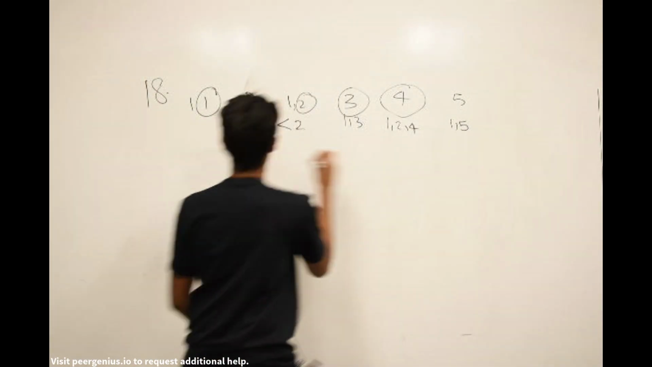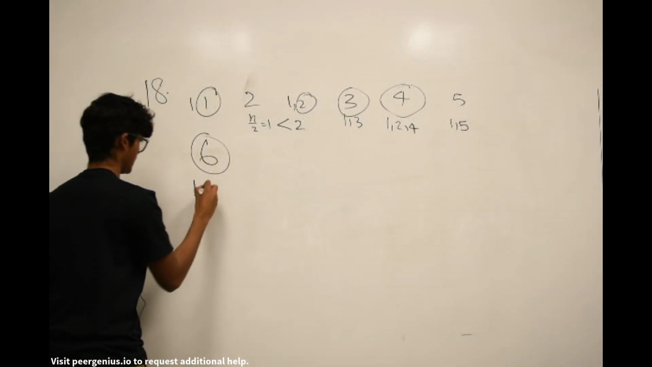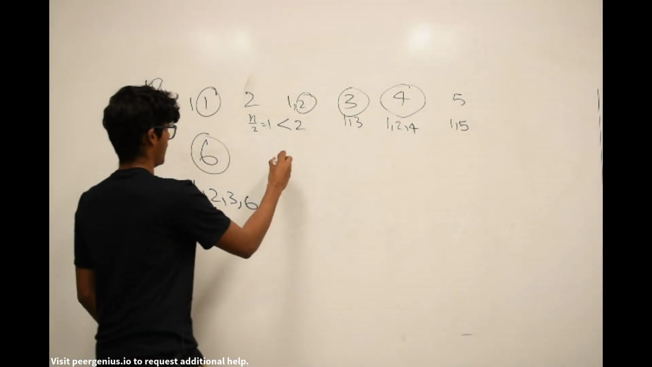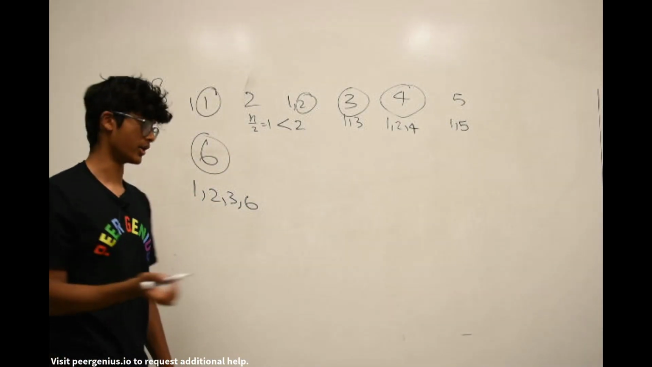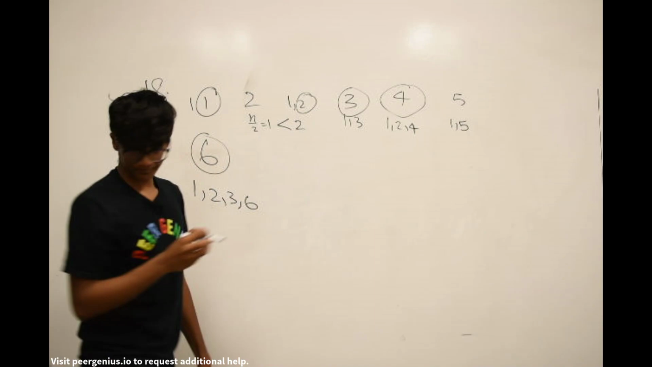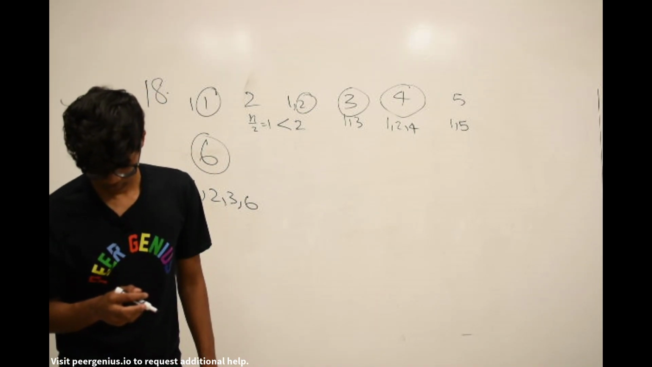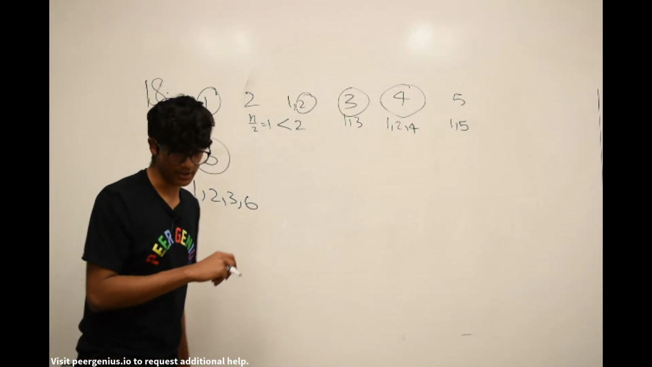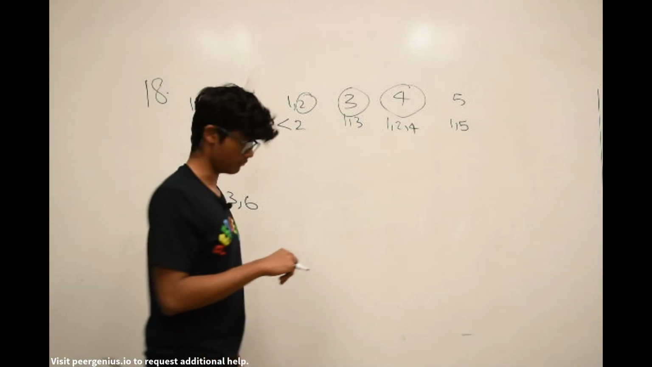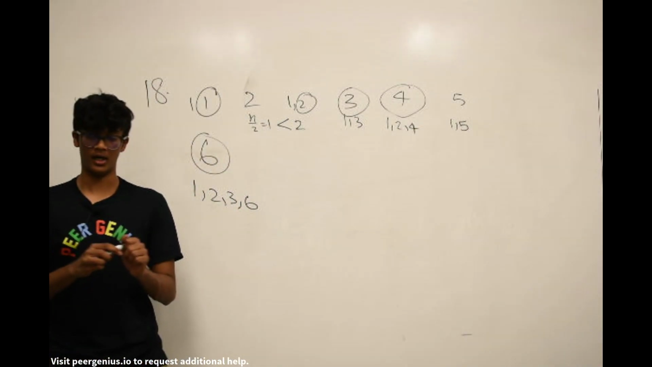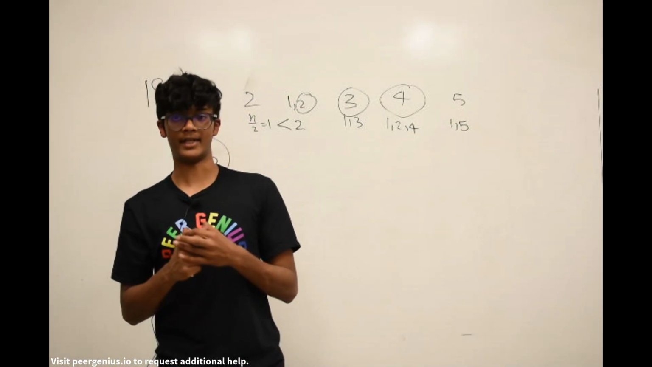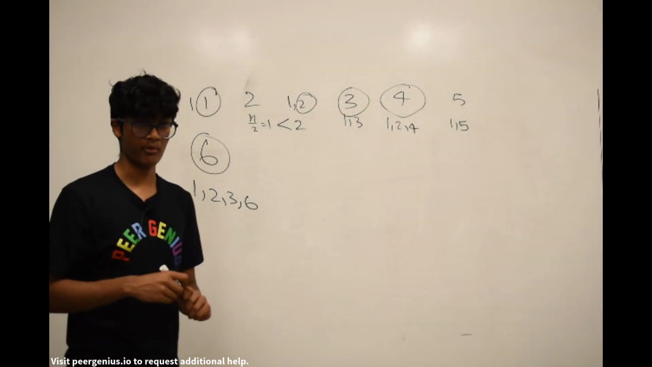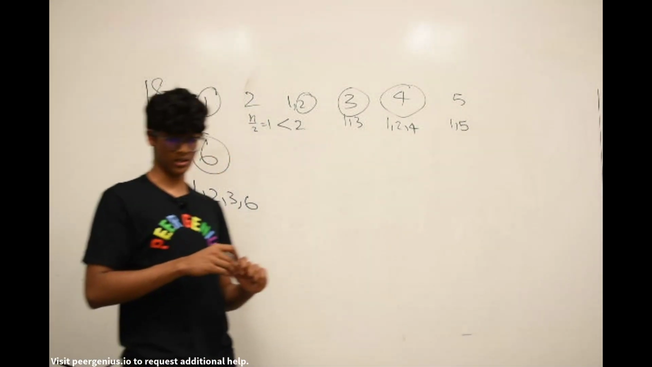However, if you go to 6, you can see that 1, 2, 3, and 6 work, which is 4 factors, which is greater than 3. But 7, of course, since it's prime, is not going to work either. Also, it says positive integers, so make sure about the vocab: non-negative means greater than or equal to 0, whereas positive means greater than or equal to 1.